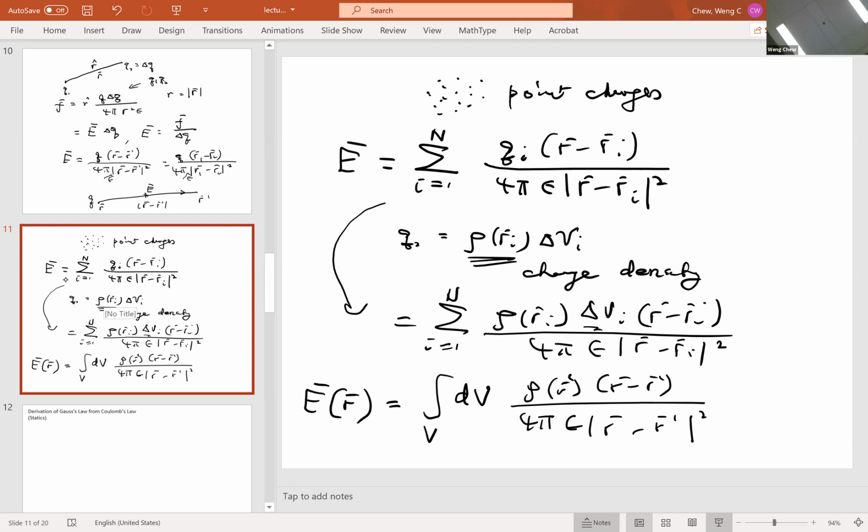If I write the sum in this fashion, it looks strikingly like an integration. Then I can replace it with this, and I replace the R sub i with R prime because now it becomes an integration variable, and I have the last expression. You will later learn that this is called a Green function.